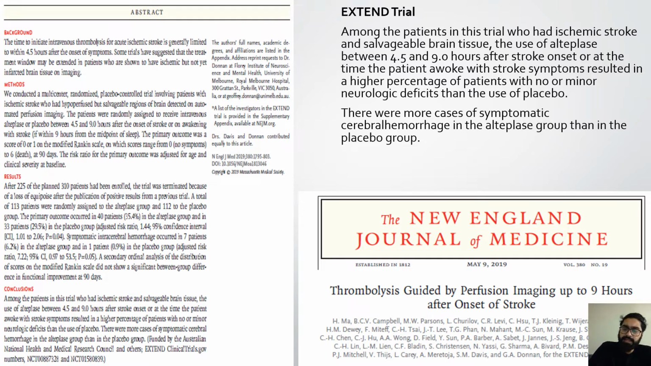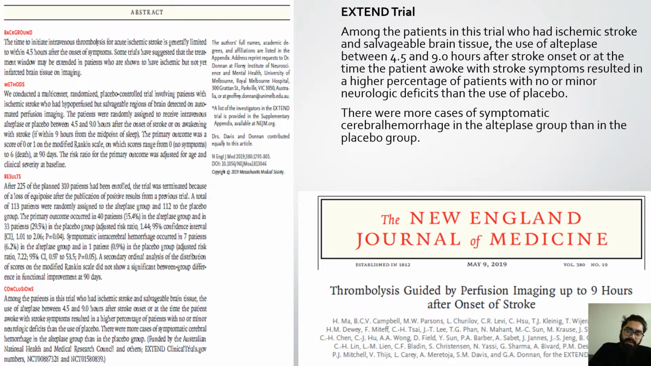The conclusion they came forth with was that among patients in this trial who had an ischemic stroke and salvageable brain tissue, the use of alteplase between 4.5 and 9 hours after stroke onset or at the time of patient waking up with stroke symptoms resulted in a higher percentage of patients with no or minor neurological deficits than the use of placebo. There were more cases of symptomatic cerebral hemorrhage in the alteplase group than in the placebo group.